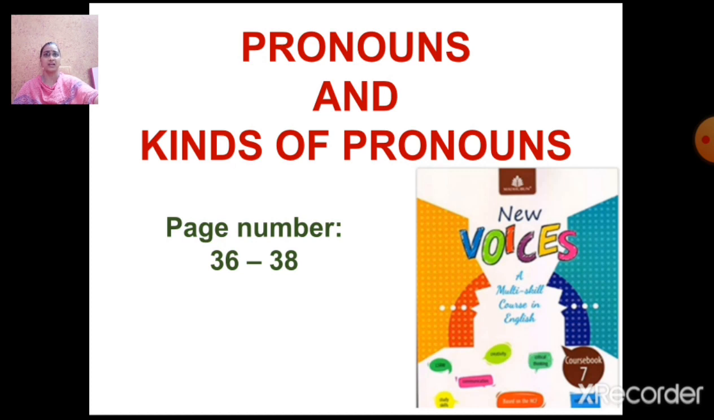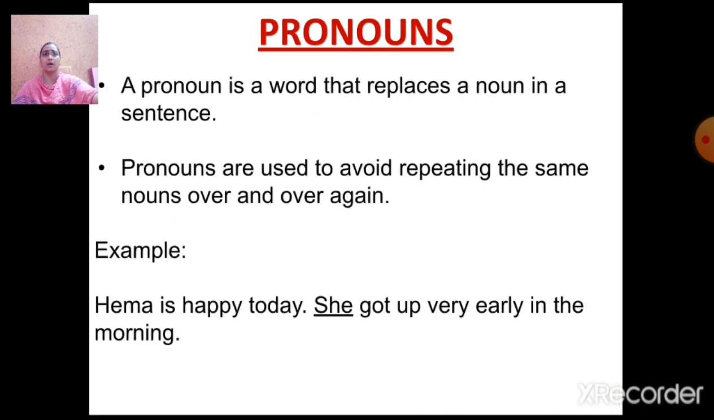Let us first start with pronouns and kinds of pronouns from your New Voices textbook, page number 36 till page number 38. Now, what is a pronoun? Pronoun is a word that replaces a noun in a sentence. Pronouns are used to avoid repeating the same nouns over and over again. It is a word that is used instead of a noun.